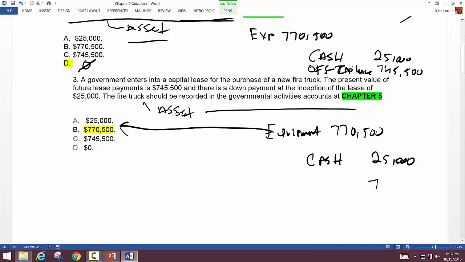Well, I need 745,500 to make the journal entry balance? Would it be a gain? No. Credit? No, it's obligation under capital lease. It's a liability, isn't it? Is that what you guys are saying?